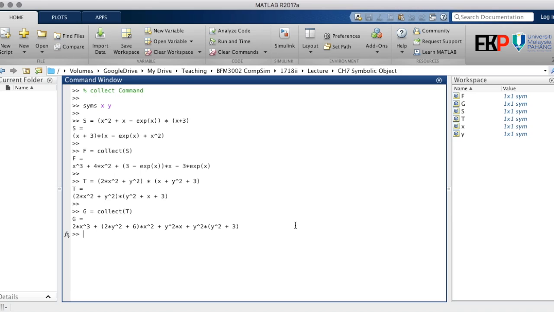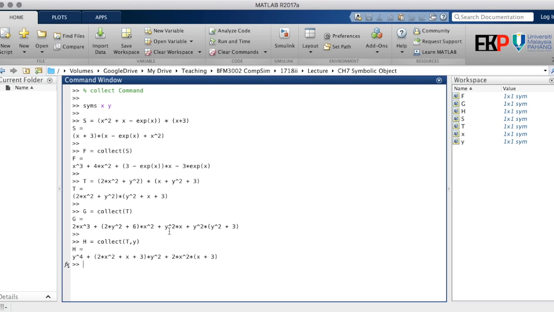So that is the collect command. We can also define our default variable. In this case, MATLAB always chooses x as its default variable. Now let's say we want our expression to have y as its default variable. So I define another variable h that is equal to collect of expression t. Now I put a comma y. So we want MATLAB to choose y as the default variable.